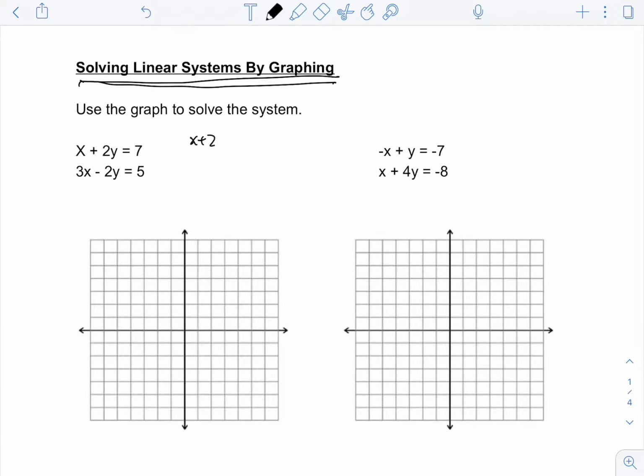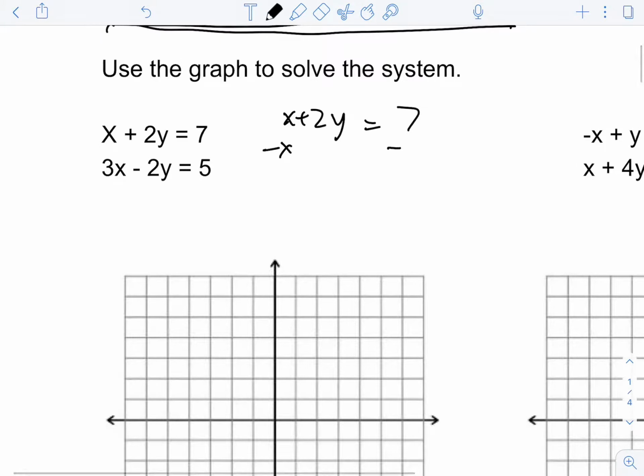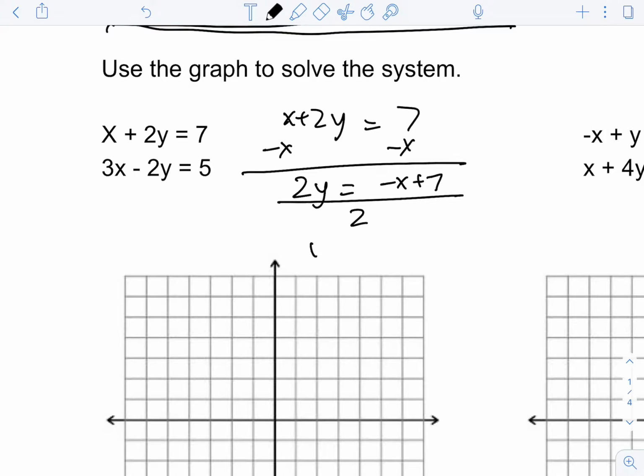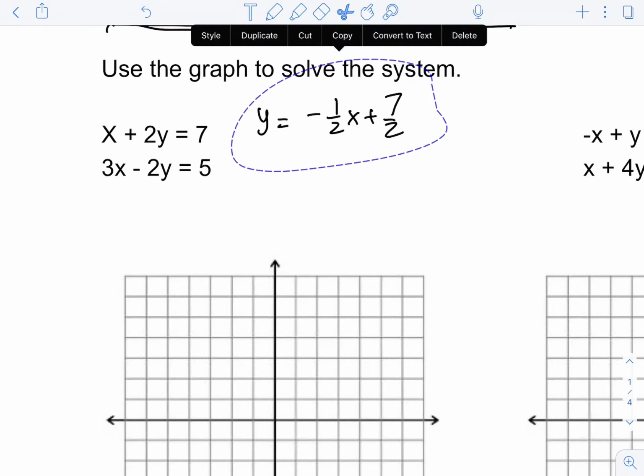x plus 2y is equal to 7. Subtract the x on both sides. You get negative x plus 7. 2y is equal to negative x plus 7. Divided by 2 is y equals negative 1 half x plus 7 halves. So now we know that's going to be our first equation.